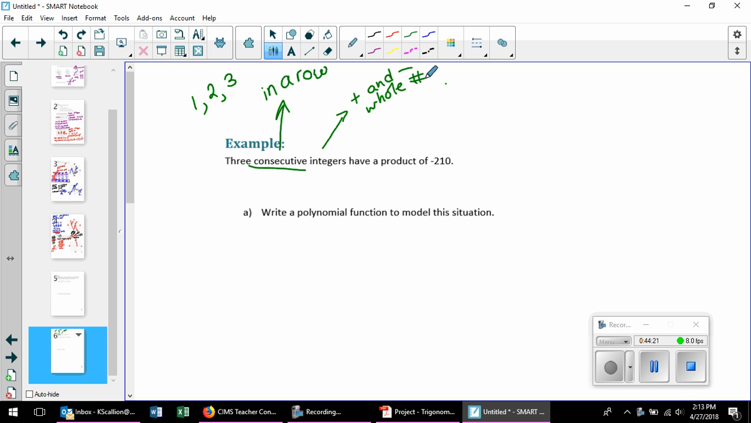I don't know the integers are 1, 2, 3. But I do know that my first number is x. So how would I represent my next number in that consecutive sequence? How do I represent my third number? And please notice that I'm multiplying them all because it said their product is equal to negative 210.